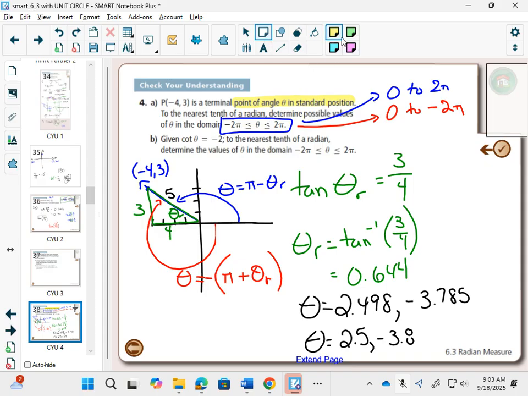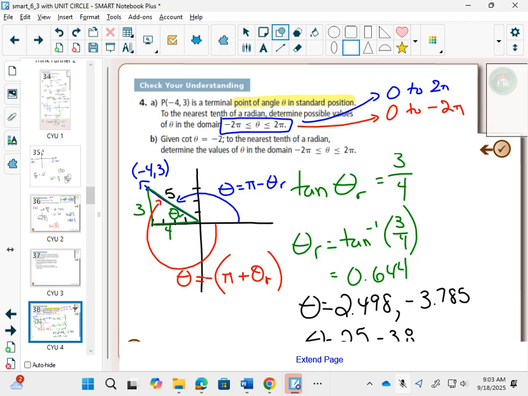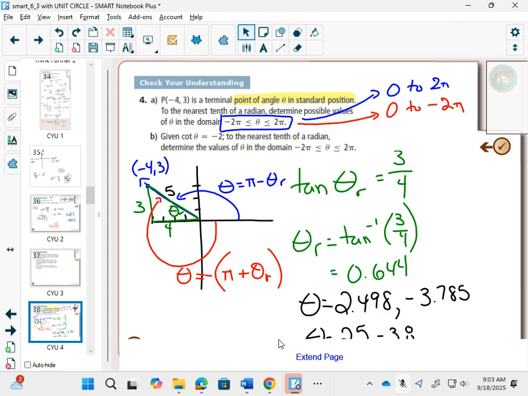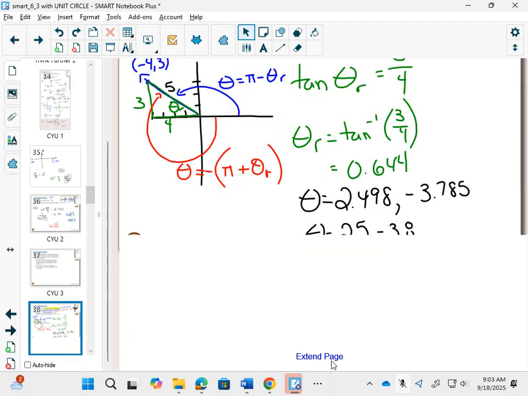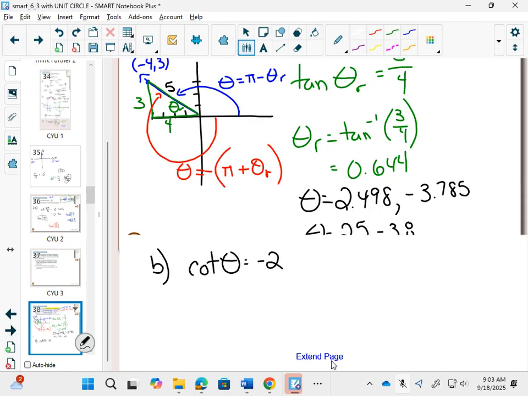Okay, let's go to part B. Given that cotangent theta is equal to -2, now we have to find theta. So we want to find theta. We're given cotangent theta is equal to -2. Is there a way that we can draw a triangle to help us figure this out?